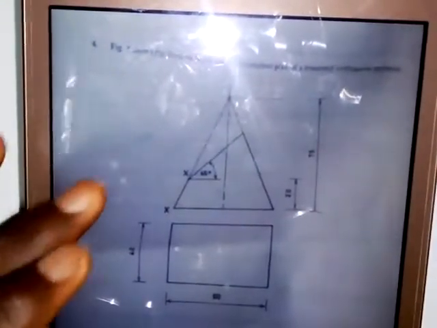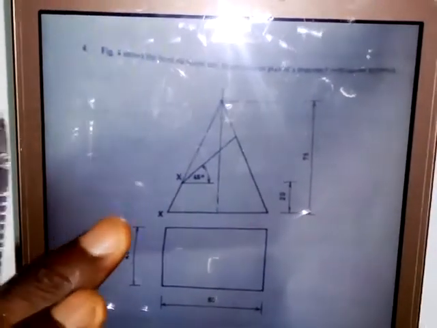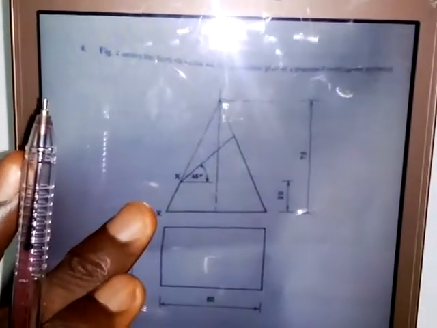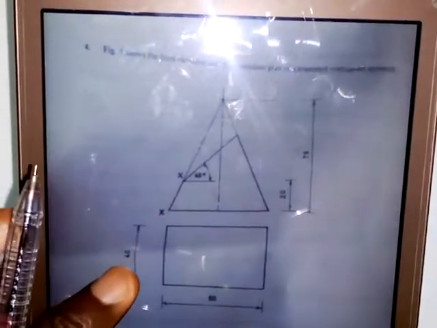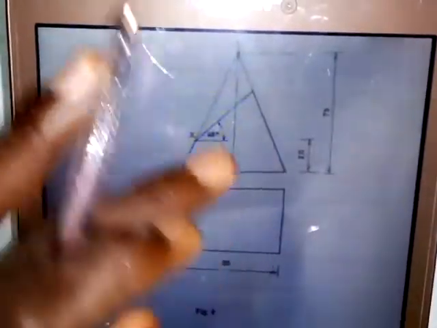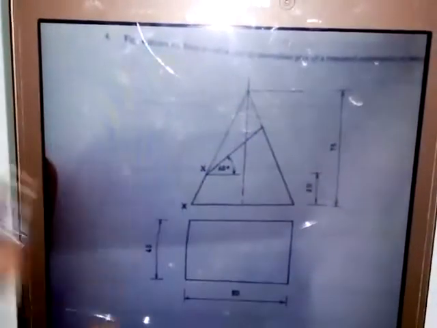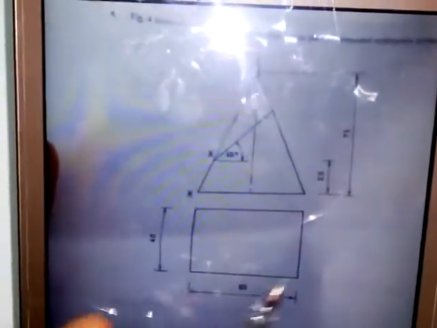Figure 4 shows the front elevation and an incomplete plan of a truncated rectangular pyramid. This is what they are talking about. This is a truncated rectangular pyramid. If you look at the plan, the incomplete plan, this is a rectangle. But let's look at the questions that we want to solve. Then I will come back and tell you about the dimensions of this figure.